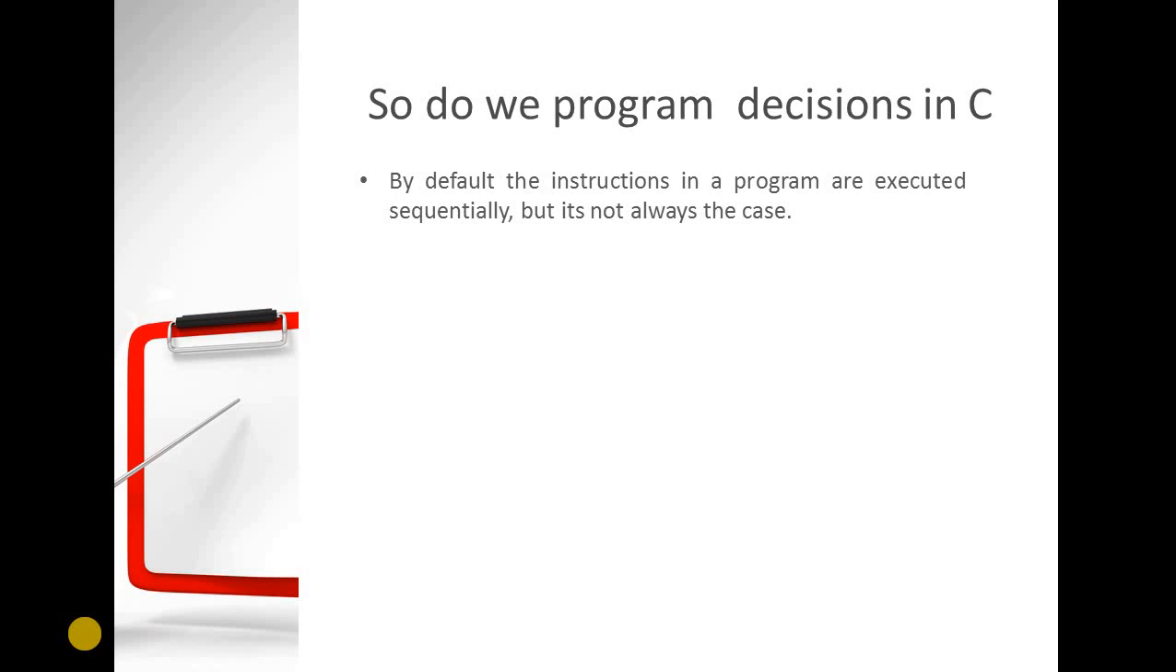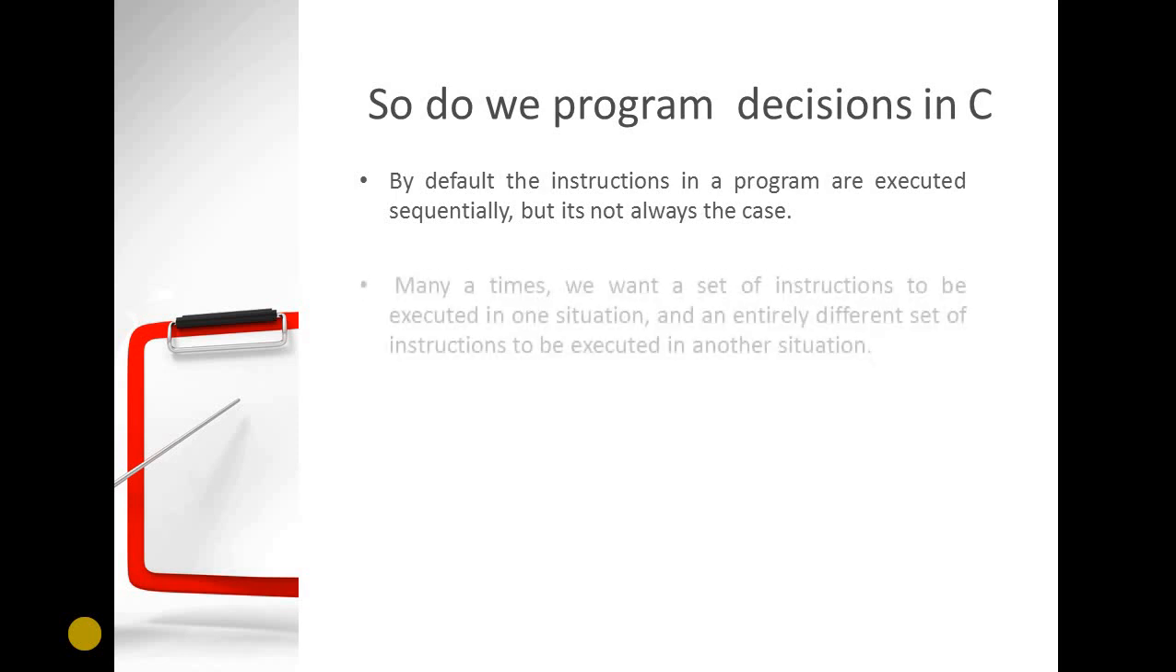In our program, it does not always happen that the instructions we have written in a particular order will be executed in the same order. It is not the case. So whenever we want a program where control executes instructions based on some condition, based on some parameter, at that time we have some mechanism to execute that program.